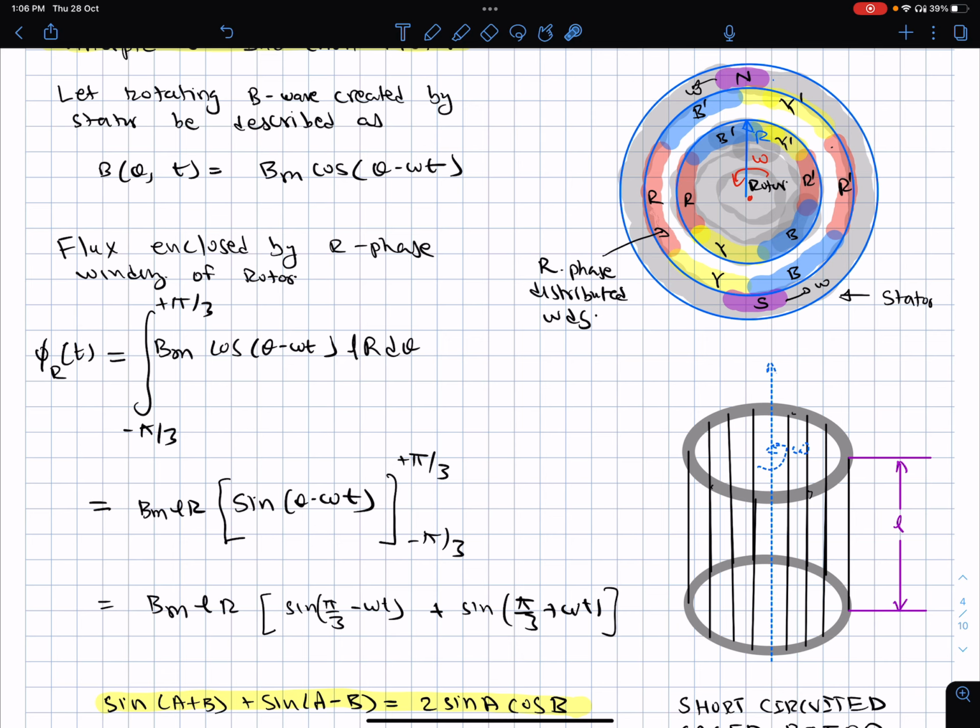Now, as it sweeps, for example, let's take the R phase winding here, then what is going to happen? The flux which is enclosed in this R phase winding will also change with time. And first of all, to see how it changes with time, for the time being, I'm holding the R phase.